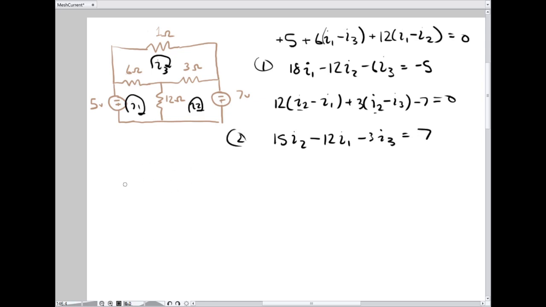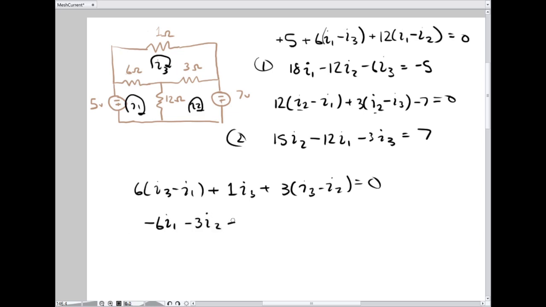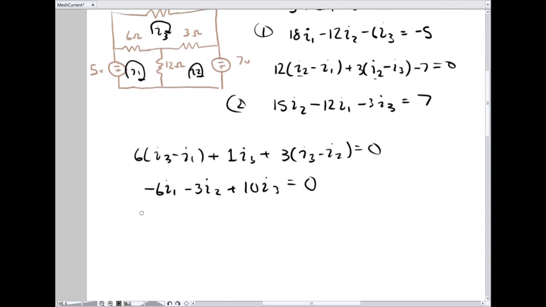Third mesh, 6 I3 minus I1 plus 1 I3 plus 3 I3 minus I2 equals 0. So that's minus 6 I1 minus 3 I2 plus 10 I3 equals 0. And I'll put these into a matrix. So I make this box.